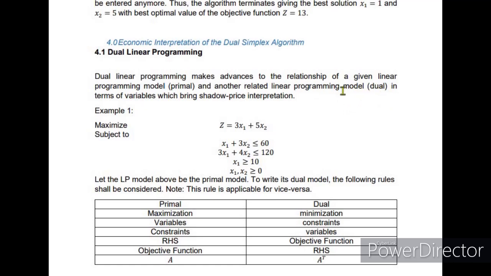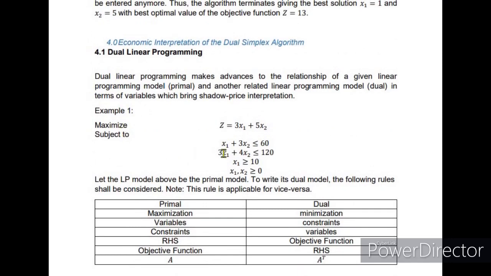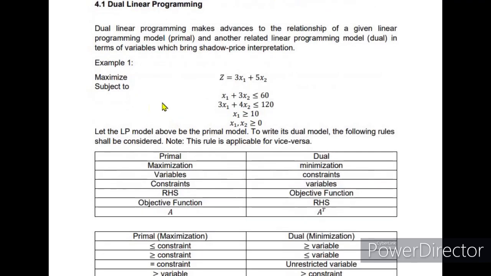Okay, so to solve, we have our example 1, this model. The objective function is maximize z equals 3x sub 1 plus 5x sub 2, subject to these constraints. We have three constraints here again: first, second, and third. You notice that the different one is the third because it has a greater than or equal sign.